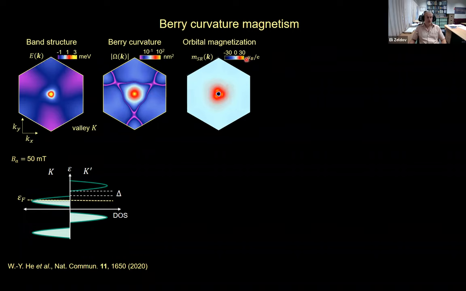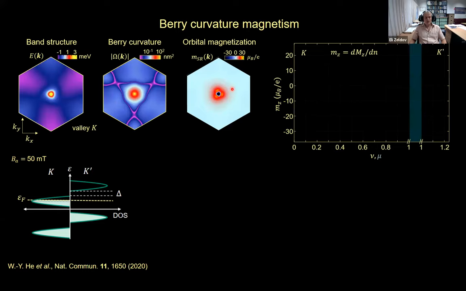And the numbers are comparable to the experiment, of the order of 30 Bohr magneton per electron near this gamma point. So now we can plot the calculated differential magnetization, which is essentially the self-rotation part of the orbital magnetization, as a function of filling factor.